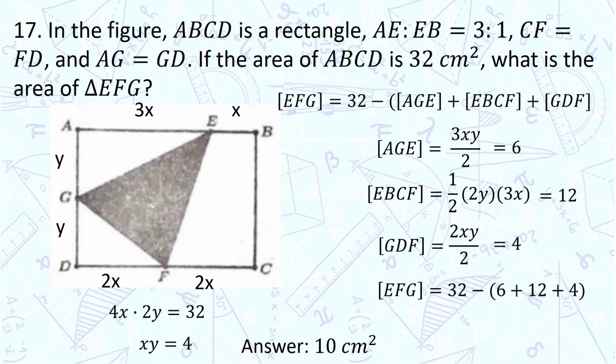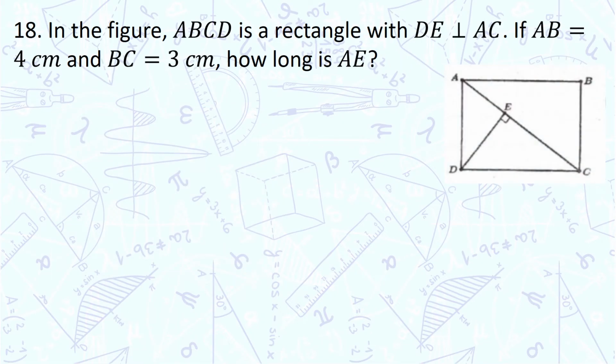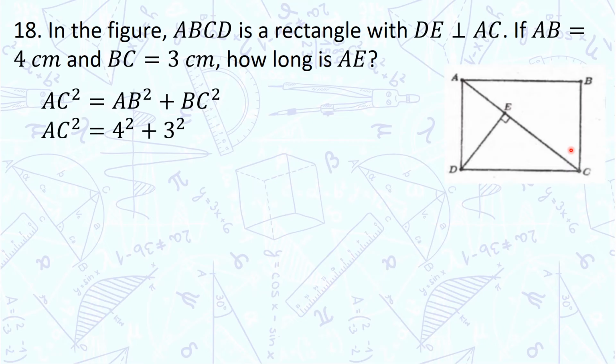Next, number 18. In the figure, ABCD is a rectangle with DE perpendicular to AC. If AB equals 4 centimeters and BC equals 3 centimeters, how long is AE? ABC is a right triangle. Therefore, we can have the equation AC squared is equal to AB squared plus BC squared. We have values for AB and BC, so AC squared is equal to 4 squared plus 3 squared. Then AC squared equals 25 and AC equals 5.